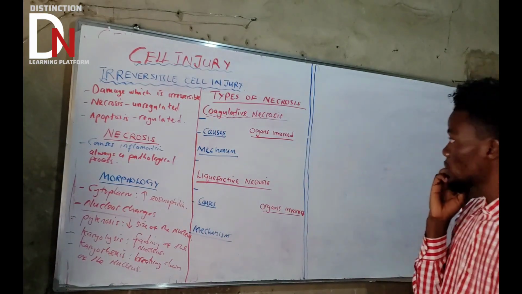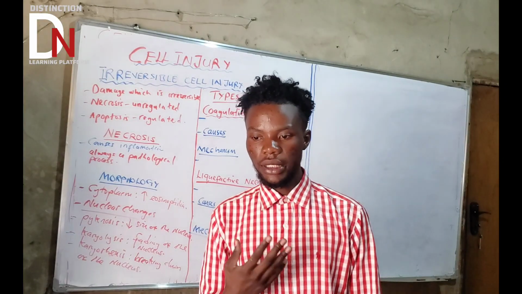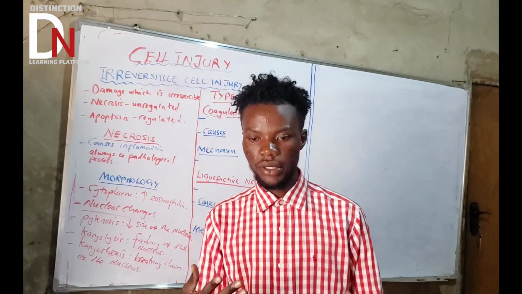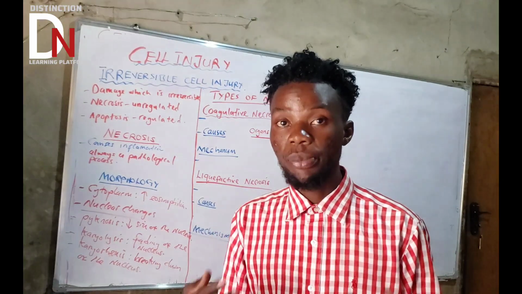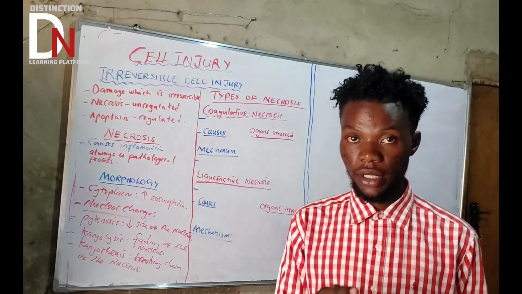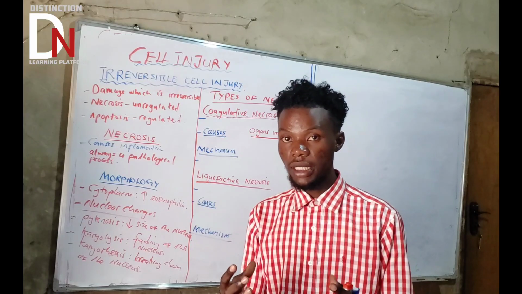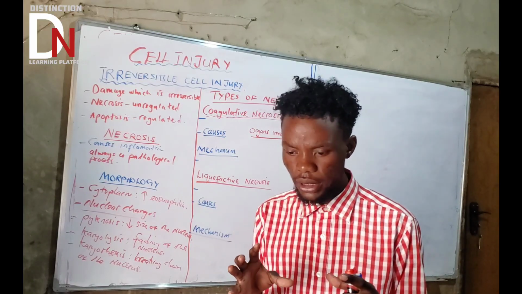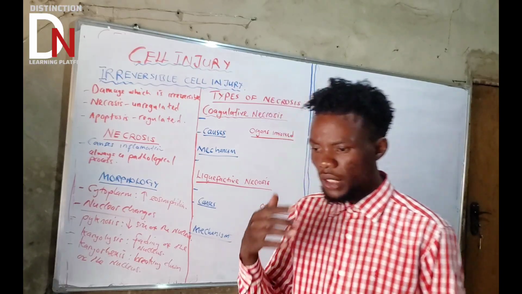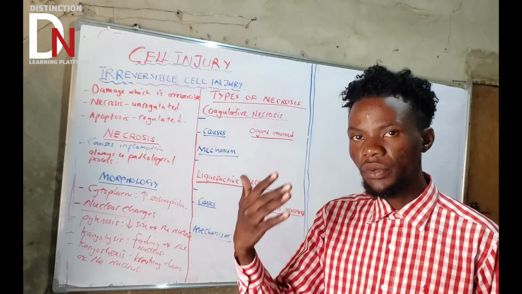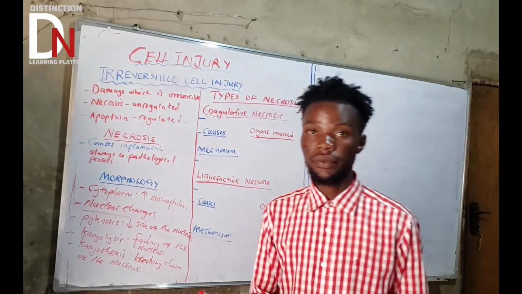Okay, let's start with the first one, coagulative necrosis. What is coagulative necrosis? Coagulative necrosis is a type of necrosis where the outline or the architecture of the organ is preserved for at least a few days. So the outline of the organ is preserved. Basically, if you look at its morphology, it will just look normal. But after a few days, it will show that there is severe damage to the organ or to these cells.